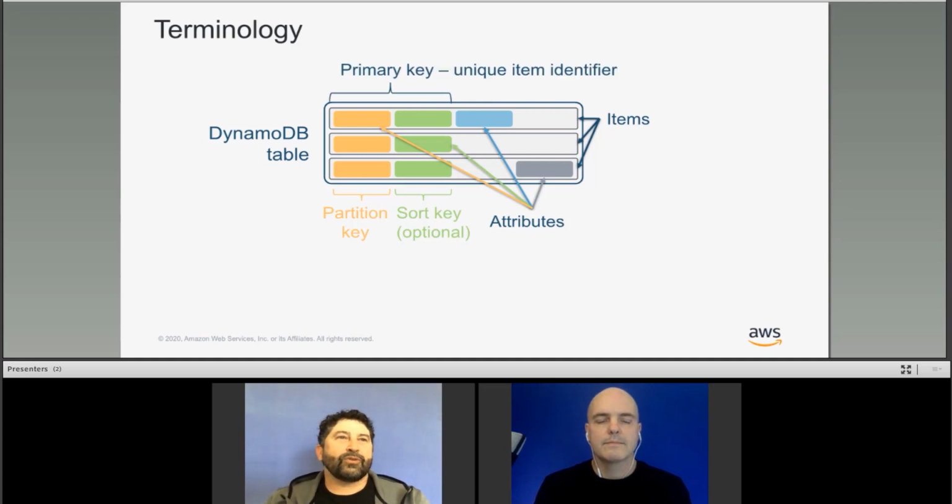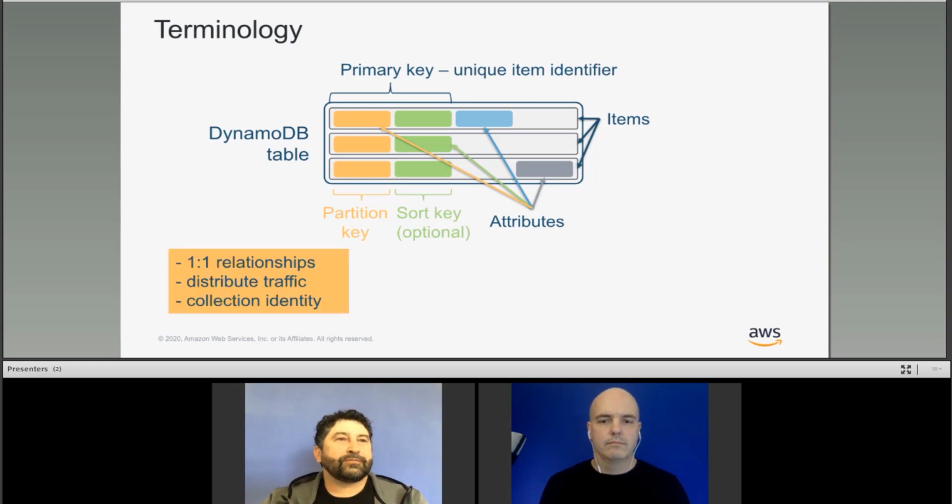Together, they're going to form a primary key. So the primary key will include a partition key and an optional sort key. This becomes a unique item identifier in this table, which is really our primary index.